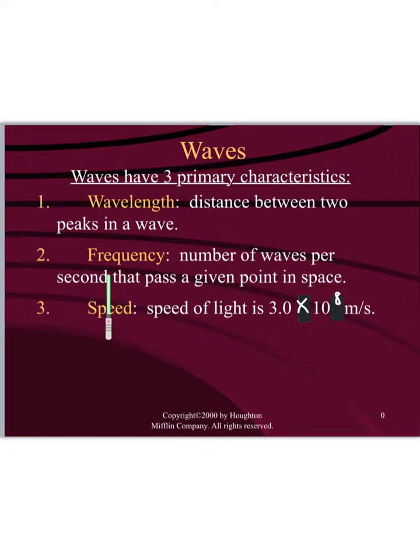The next thing is frequency. So frequency is the number of waves per second that pass a given point in space. Okay, so in other words, how many waves per cycle. And then of course we have speed. So light waves will travel at the speed of light. This value for the speed of light is found on the pink sheet. So the speed of light is 3 times 10 to the 8th meters per second.